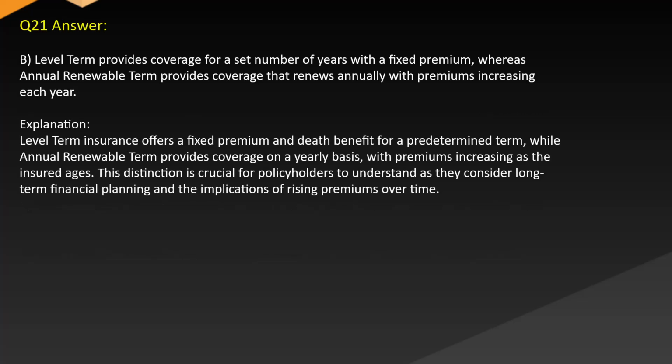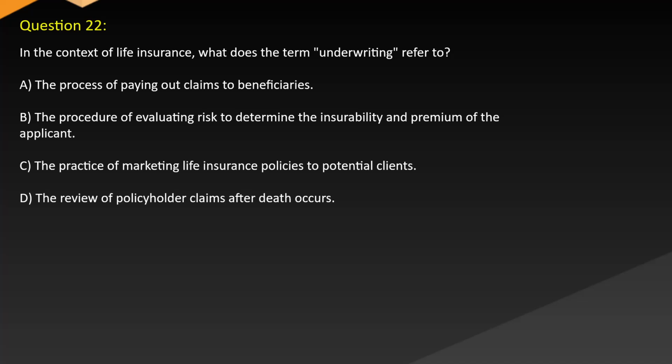Answer: B. Level term provides coverage for a set number of years with a fixed premium, whereas annual renewable term provides coverage that renews annually with premiums increasing each year. Explanation: Level term insurance offers a fixed premium and death benefit for a predetermined term, while annual renewable term provides coverage on a yearly basis, with premiums increasing as the insured ages. This distinction is crucial for policyholders to understand as they consider long-term financial planning and the implications of rising premiums over time.